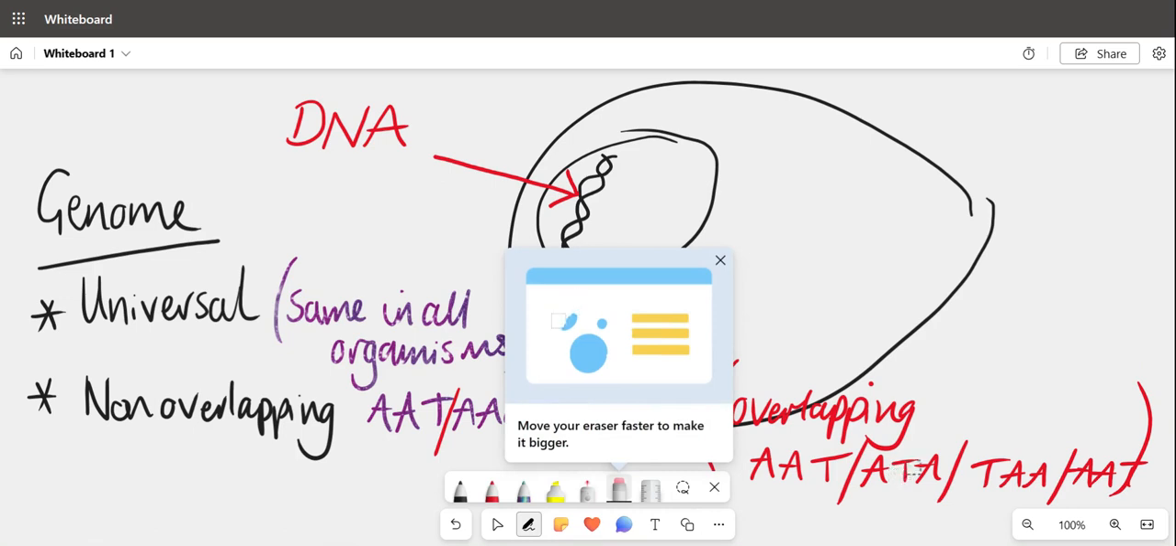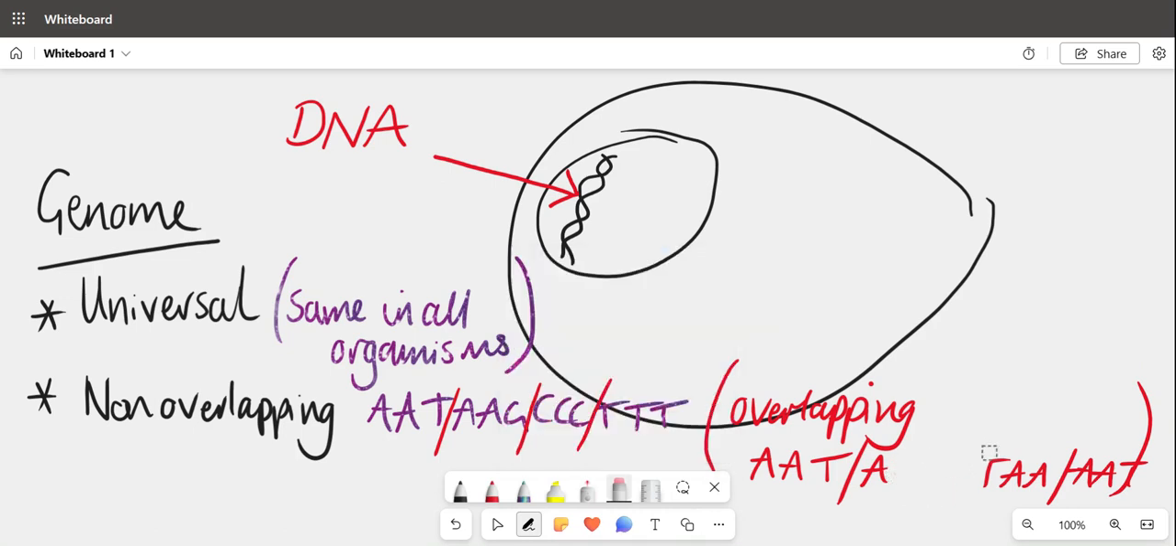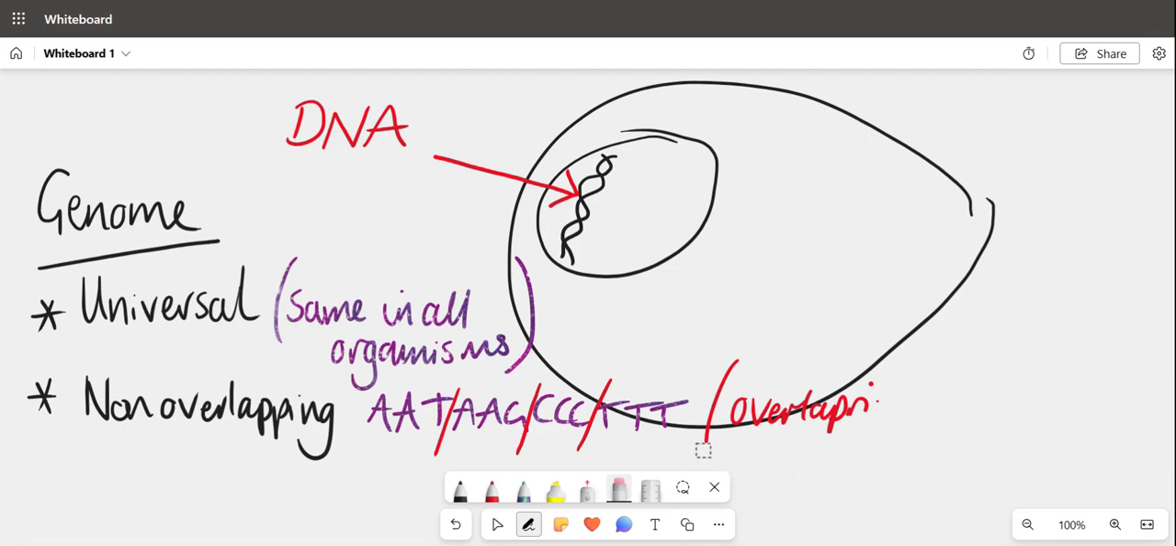So this bit is not how it is. It's non-overlapping, which means each base is only read once. You never go back and reread a base. Each base is only ever read once. Non-overlapping. The third feature of it is that it's something called degenerate.